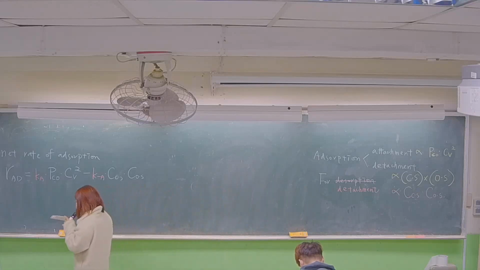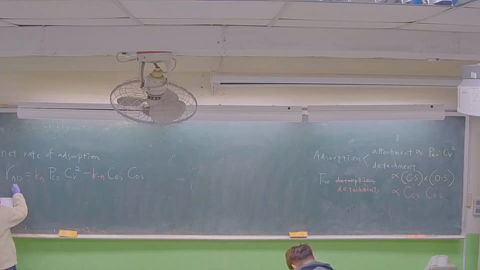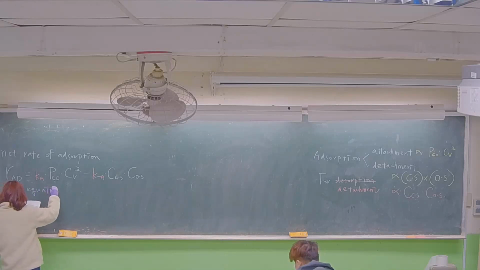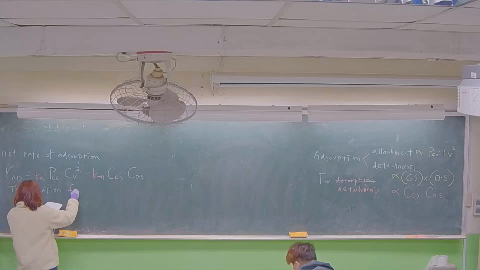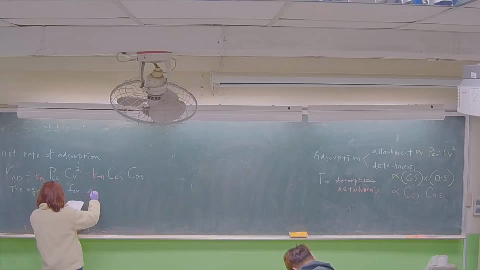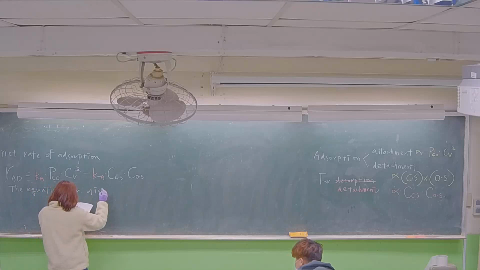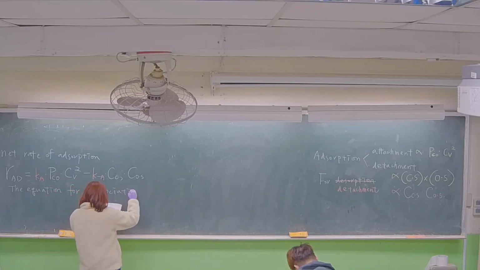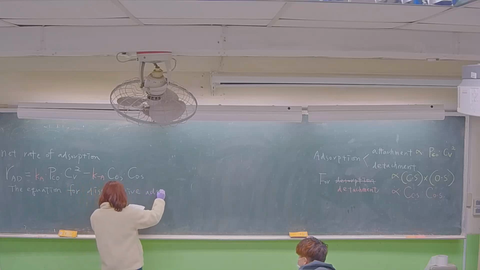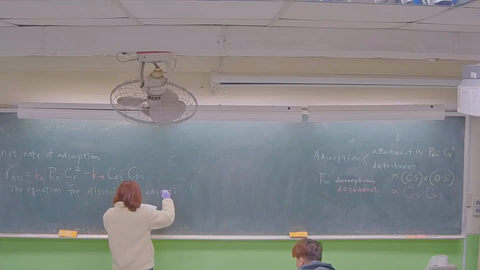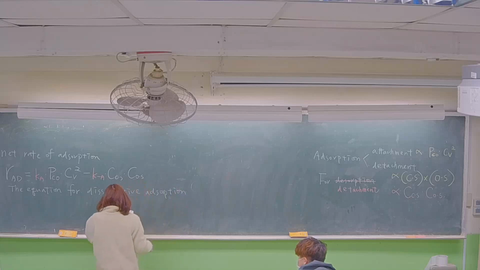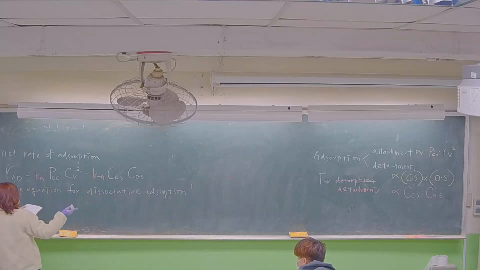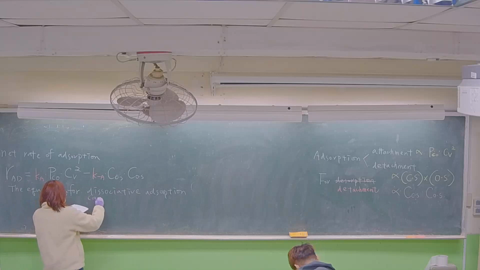Okay, how about the bottom one? So next, the equation. If you remember, next we will put the equilibrium constant. So the equation for dissociative adsorption. Associative adsorption. So actually this is the atomic adsorption as well.